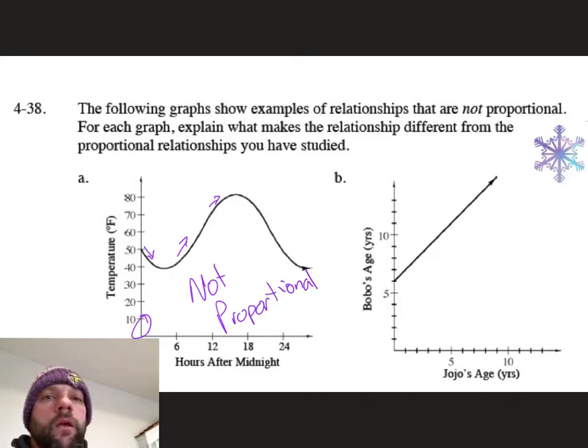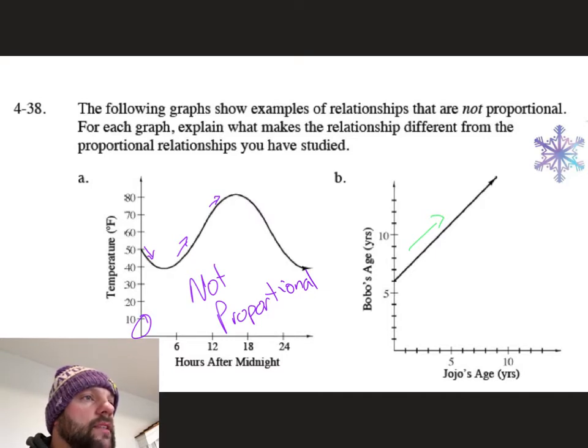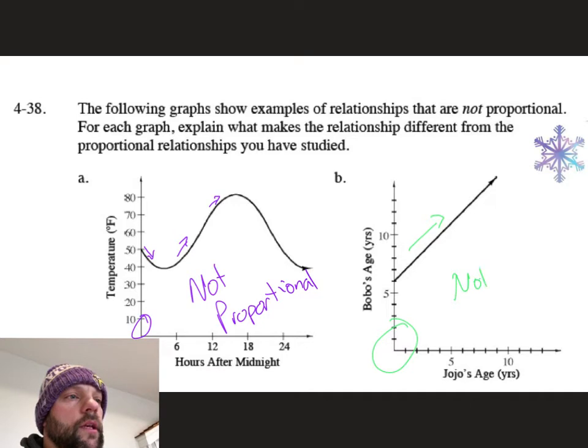Okay? Looking at B, it now is increasing by the same amount. It has a steady increase. However, it's not intersecting at 0, 0, so therefore it is not proportional. Okay? So neither of these graphs are starting at 0, 0. One is increasing at a constant rate. The other one is not increasing at a constant rate.